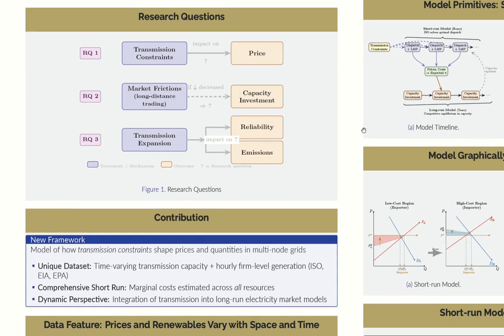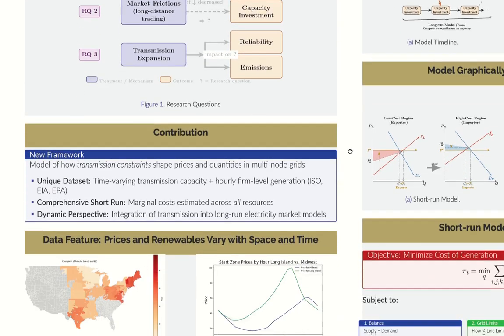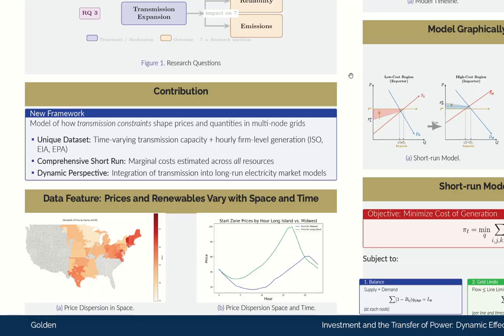So my research questions are: if we decrease transmission constraints, if we build out transmission, what is the impact on prices across regions? If you decrease market frictions, what is the due to capacity investment? And if you have transmission expansion, how does it affect emissions and reliability? My contribution is a model of how transmission constraints shape prices and quantities in a multi-node grid.